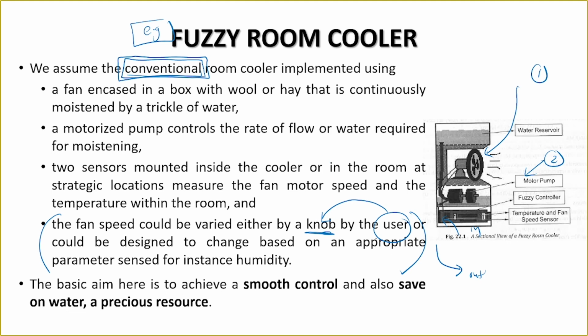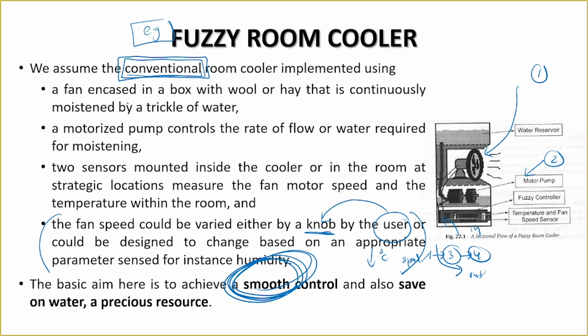Basically, the user could manipulate and change the knob based on their preference. If the person feels the room is still hot, they press the controller to get a cooler setting, like dropping down the temperature or raising the speed. Meaning speed is 1, so it will be added up until 3 or 4. The basic aim here is to achieve smooth control and also save on water and precious resources. So there are two things to be reminded here.